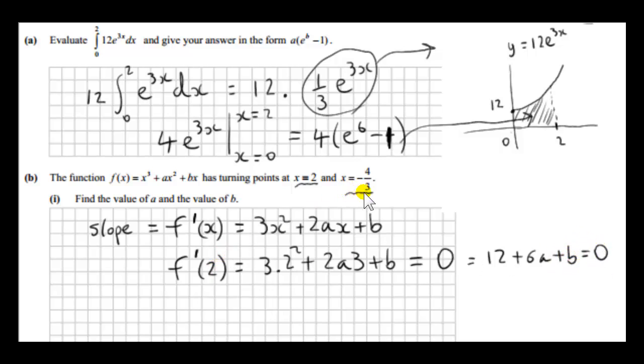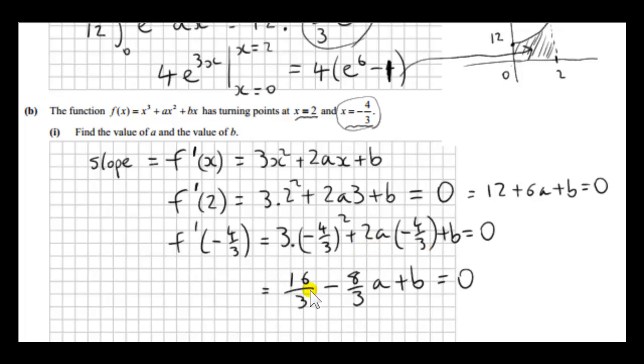Alright, the derivative at minus 4/3 is also 0. Okay, the slope of the curve at minus 4/3 is 0. So we just plug minus 4/3 in for x. Okay, if you want to, you can simplify this by multiplying it all by 3. So that's going to give us 16 minus 8a plus 3b equals 0. So now we have two equations and two unknowns, and we can solve between them to find a and b.